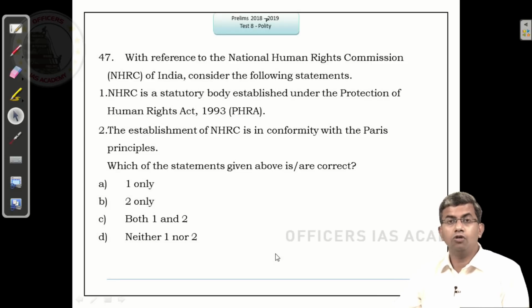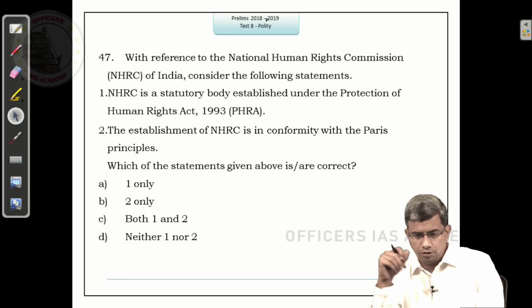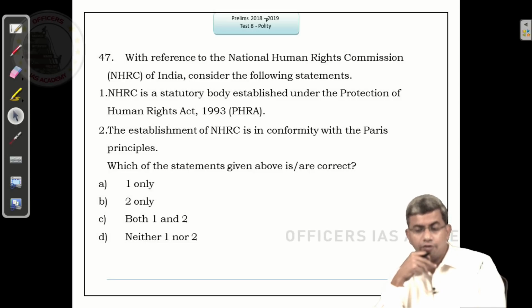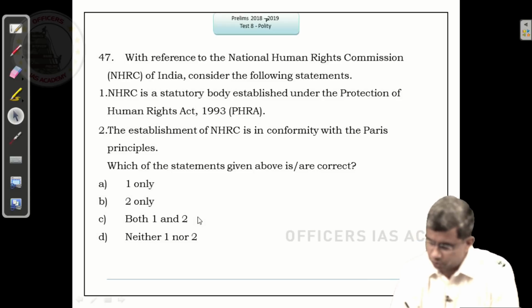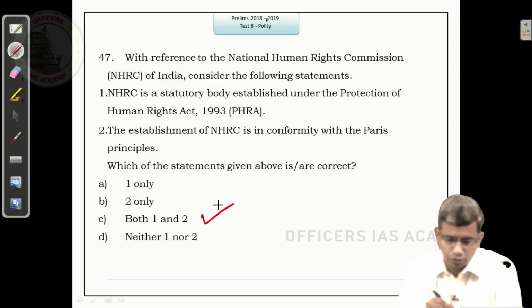With reference to the National Human Rights Commission of India, consider the following statements. NHRC is a statutory body established under the Protection of Human Rights Act of 1993. The establishment of NHRC is in conformity with the Paris Principles. Both the statements are straightforward, correct. So the correct answer is C for this question.